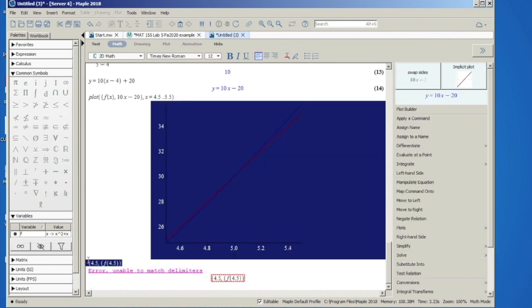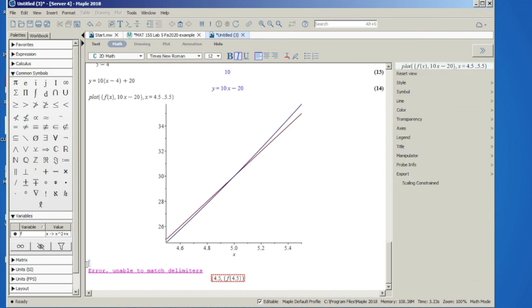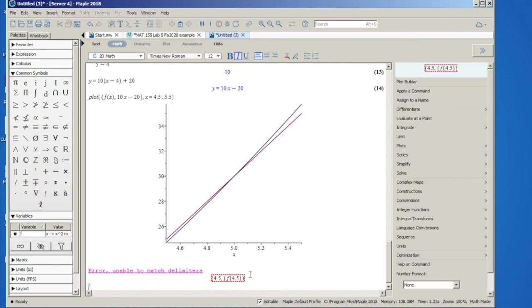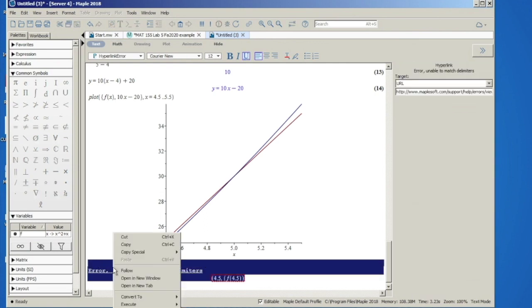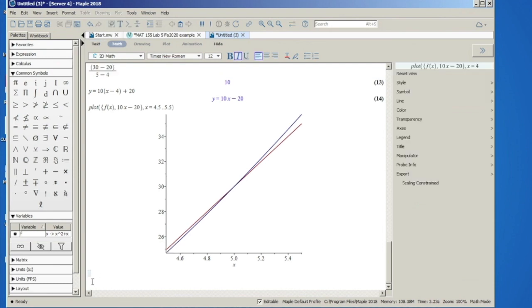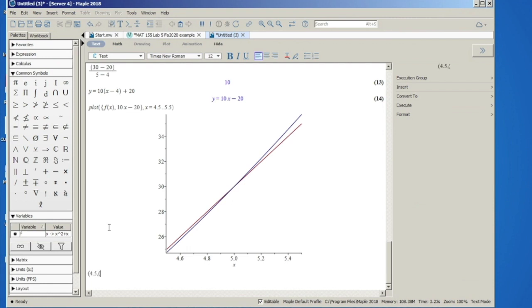And I was in math mode, which I did not want to be in math mode. So let's try to get rid of this error. So the point that I'm using is now 4.5 and f of 4.5.